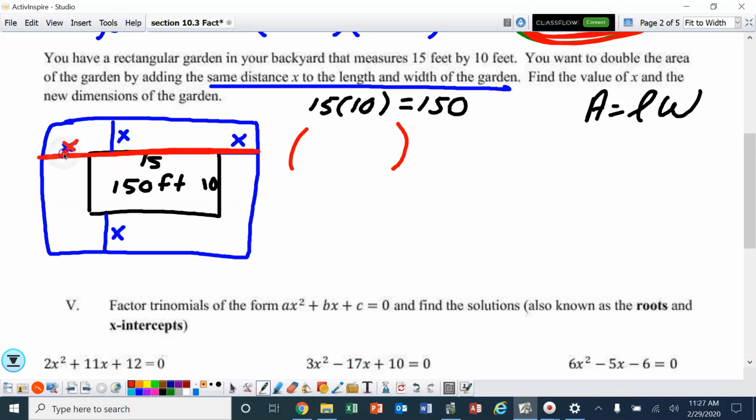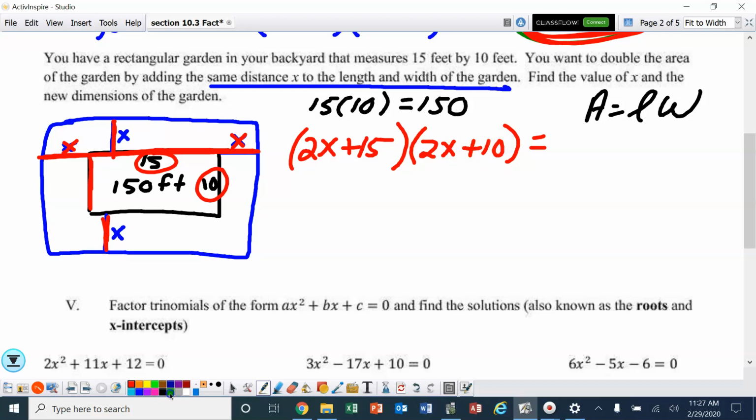We've got x, that makes 2 x's. And we have 15. So the length of the new garden is 2x plus 15. The width of the garden is x, x, and the 10. So 2x plus 10. Now, what does it equal?